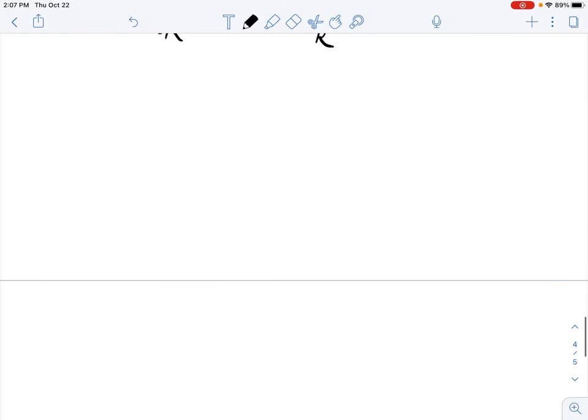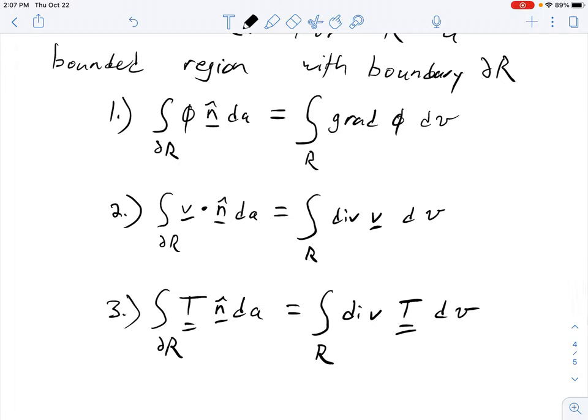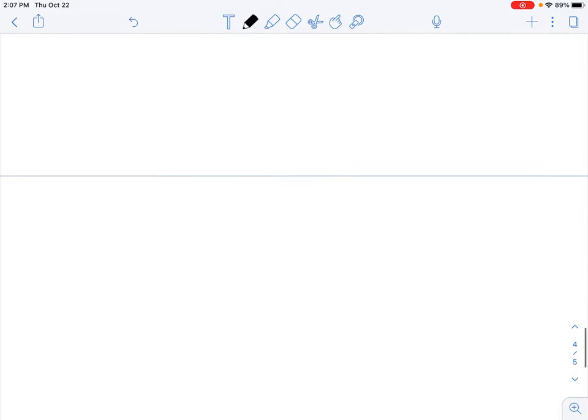Okay, next we'll establish some. So those are the three that would be called the divergence theorem. And of course, it requires that your scalar, vector, or tensor field be differentiable over the entire region of interest, or these would fail to be the case. Line integrals.